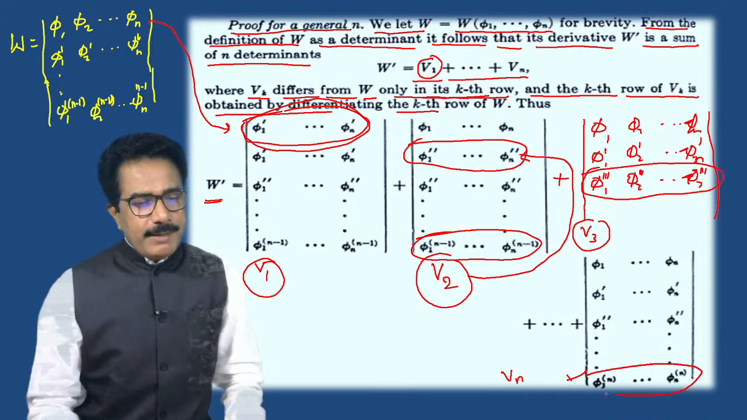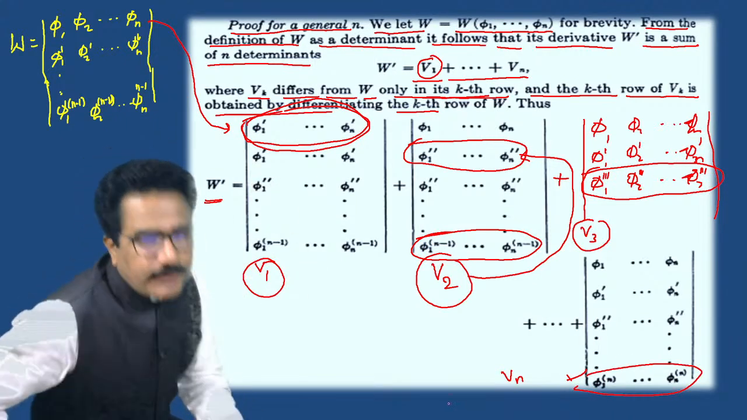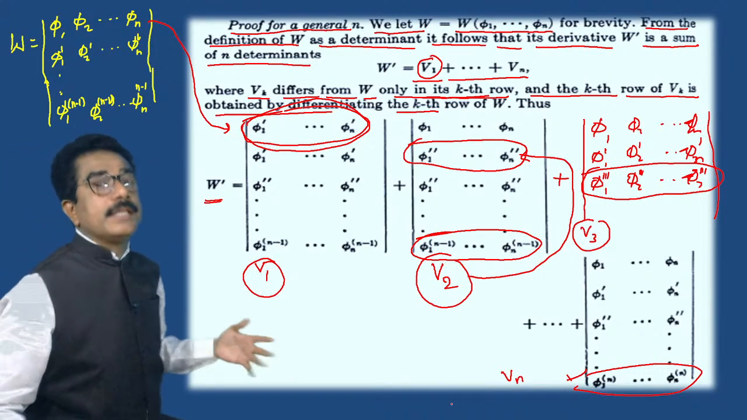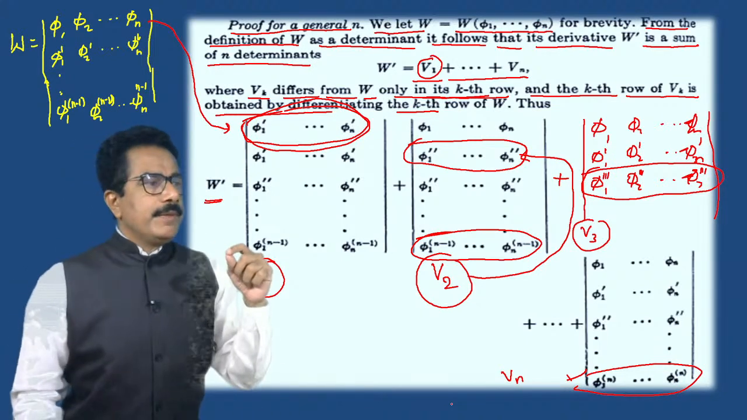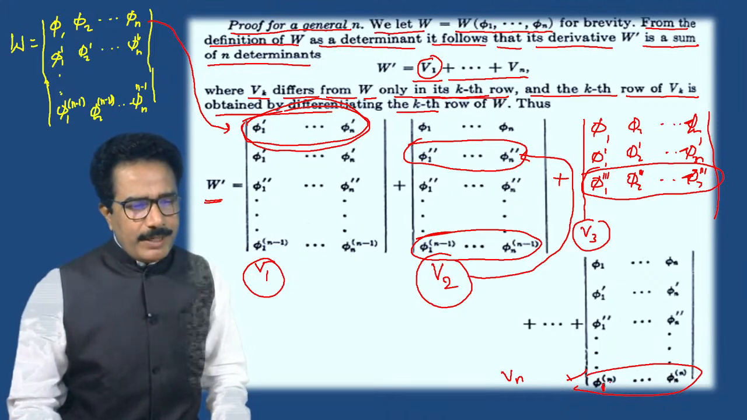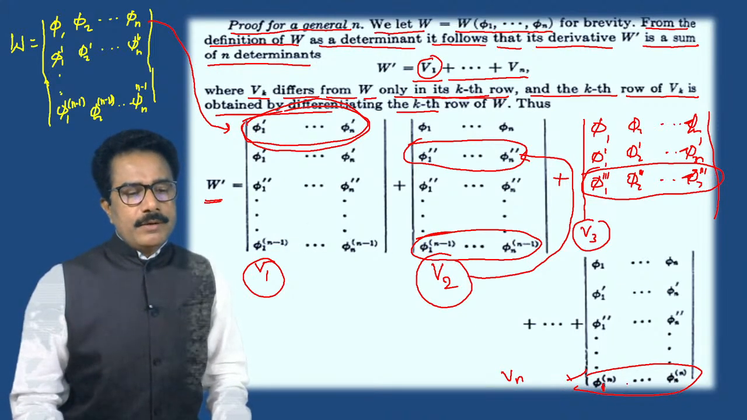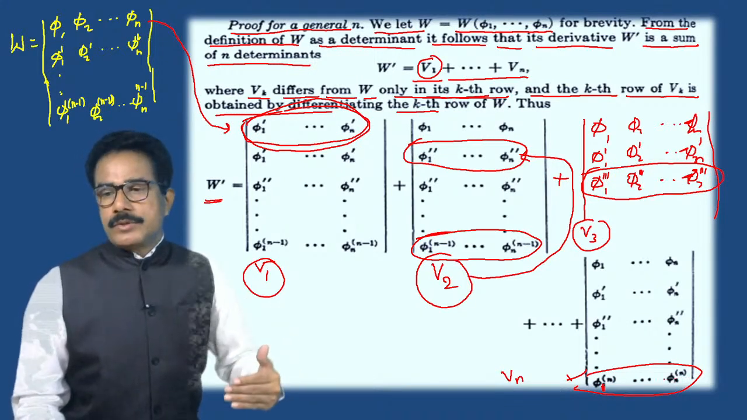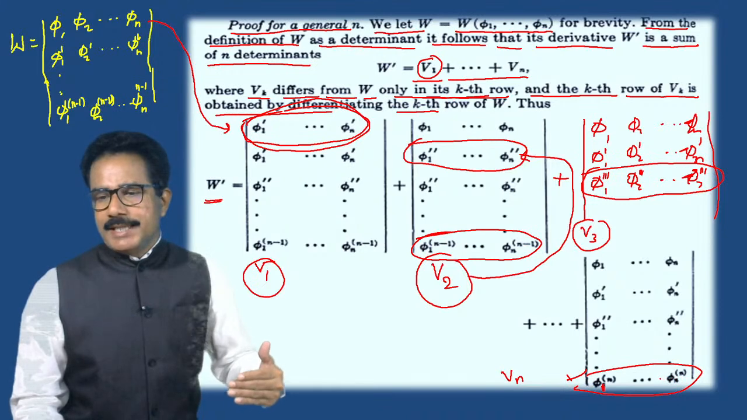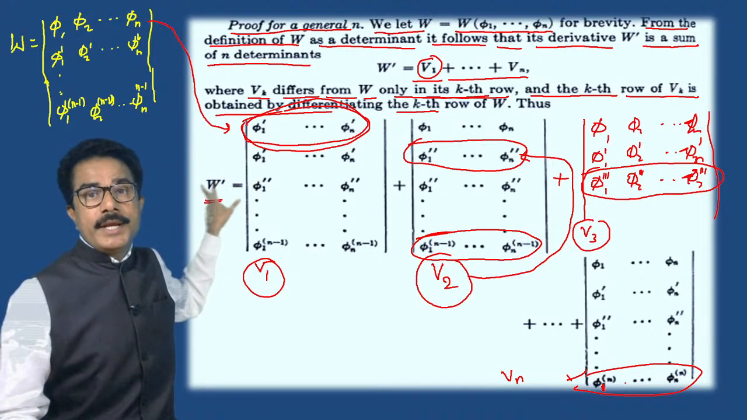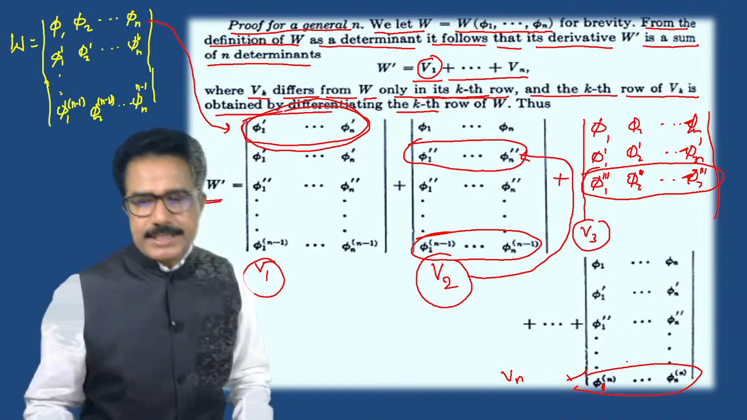So n minus 1, see this, here we have the n minus 1 derivative, phi 1 raised to n minus 1. Taking the derivative again gives n minus 1 plus 1, which means n. So phi 1 raised to n, phi 2 raised to n, dot dot dot phi n raised to n. Students, do you understand this? How do we get the W dash? Do you understand this concept?